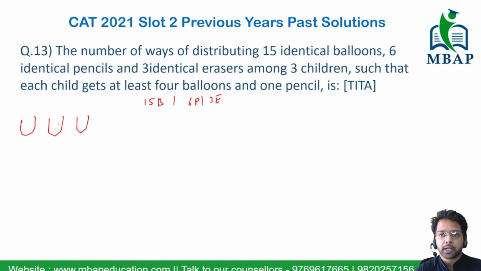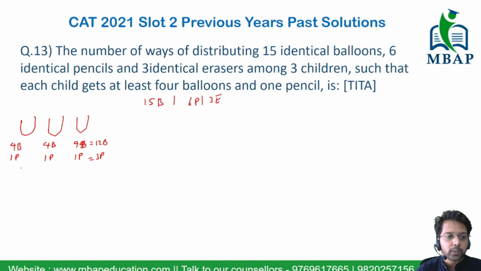The minimum thing that we have to distribute among all of them will be 4 balloons and 1 pencil. So let's say child 1 got 4 balloons, 1 pencil. Here also I am distributing 4 balloons and 1 pencil. Here I also am going to distribute 4 balloons and 1 pencil. So a total of 12 balloons and 3 pencils have been exhausted.